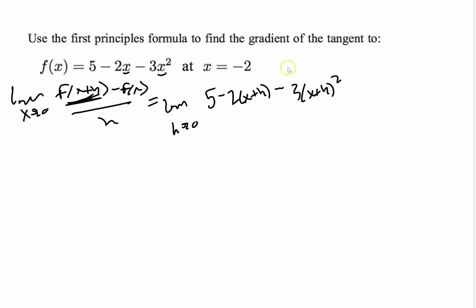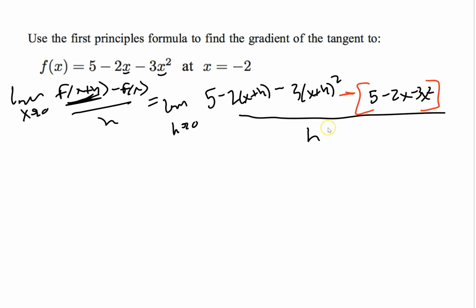Then there's a minus sign, parentheses, right? And then you can plug in f of x, which is all of this: 5 minus 2x minus 3x squared, all over h. That was a mic falling. That's how good I am sometimes.